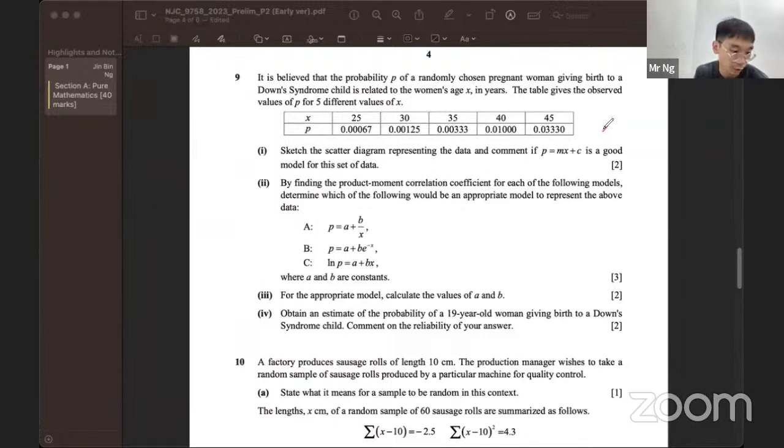Okay, so the diagram I draw here like that, like that, with consistent spacing. Okay, that's about it. Then after that, not good. By finding the correlation of each of them, which of the following will be appropriate? How come no 3 marks? Okay, so just do it.